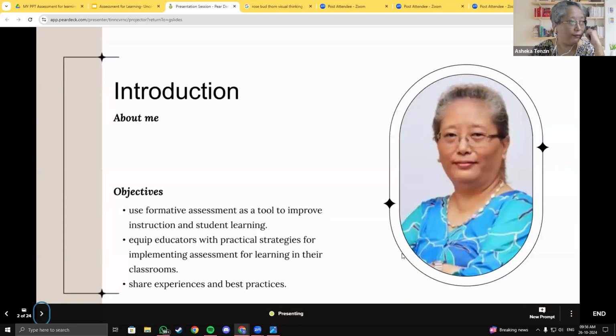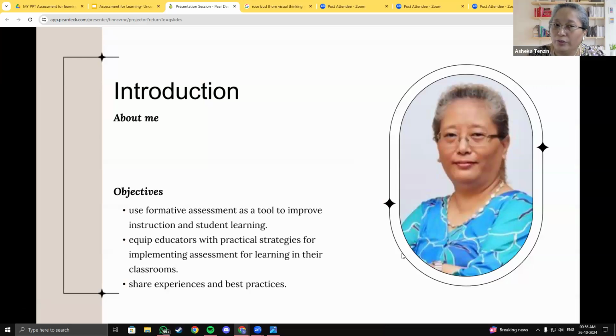Let me introduce myself. I'm Asheka Tenzin, the academic director at DY Patil Group of Schools. I have been in education for the last 30 years and in the IB, specifically IB MYP, for the past 20 years. In addition to being a science educator, I am also an IBEN member, so I visit schools for evaluation and verification. I'm a consultant and also an online workshop facilitator. So this is about me.